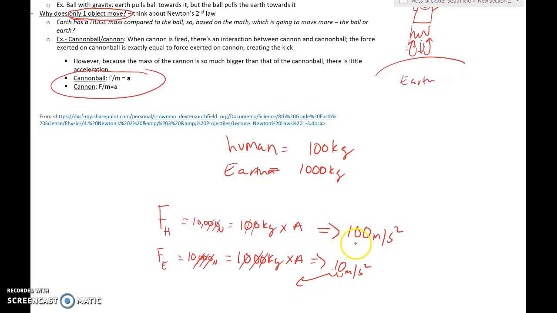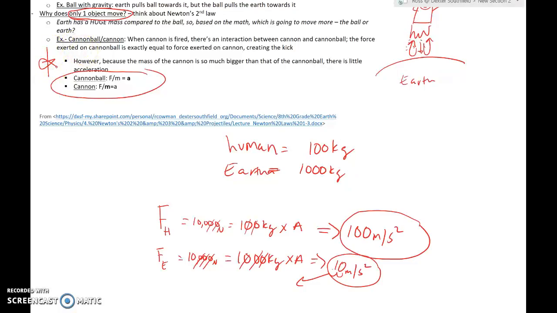So what we see here is that the human who pushed on the Earth accelerates at 100 meters per second squared, and this fake Earth that has a tiny mass compared to the real Earth accelerates at 10 meters per second squared. So the Earth does accelerate a little bit. When I push against the Earth as I try to jump, the Earth moves a fraction of a millionth of a millimeter. It moves a tiny little bit that is so small we can't even measure it, whereas I might jump up a foot, 2 feet, 3 feet into the air because my mass is way smaller.